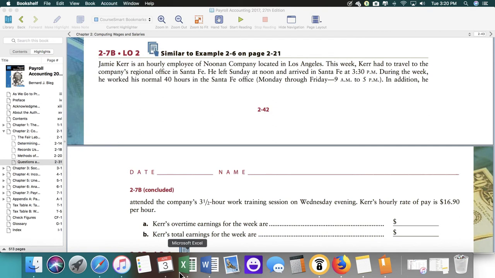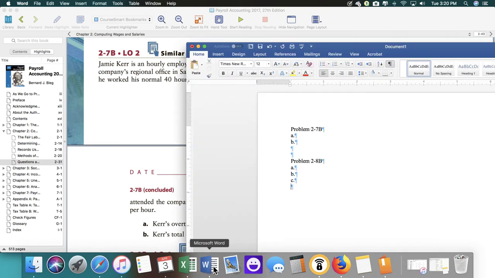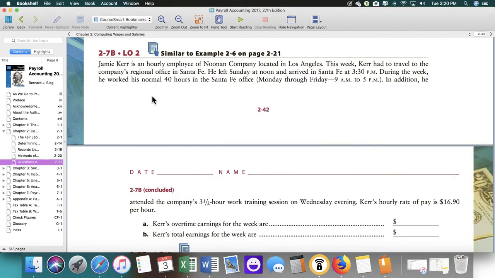There is no Excel file for this, so just open up a Word document. Make sure you differentiate which problem you're working on and which part of the problem you're working on. As you can see, there's an example, but there are many ways to do it. You can even create your own Excel file if you want to. It is completely up to you.